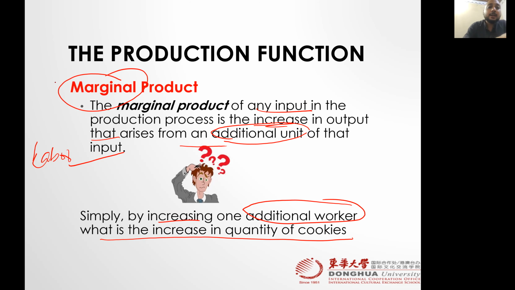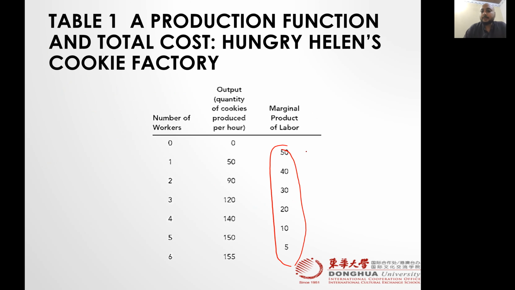Marginal means additional or incremental, right? So marginal product means what incremental or additional production is going to be increased by employing one additional worker. Simple. All right. And this is the marginal product, right?